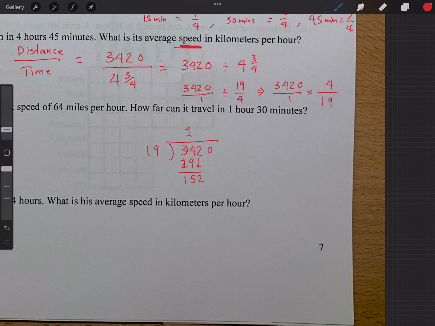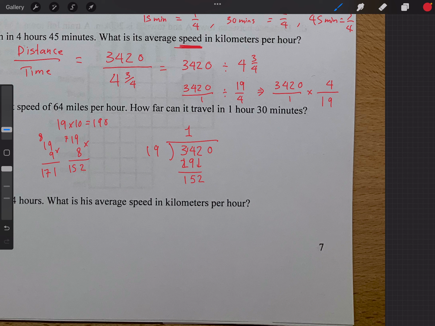How many 19s will fit in 152? I know that 19 times 10 is 190, that's too much. Let's see what happens if I do 9 times 19. 9 times 9 is 81. 1 times 9 is 9, plus 8 is 17. So 171, that's still too much. Let's try 8. 8 times 19. 8 times 9 is 72. 1 times 8 is 8, plus 7 is 15.